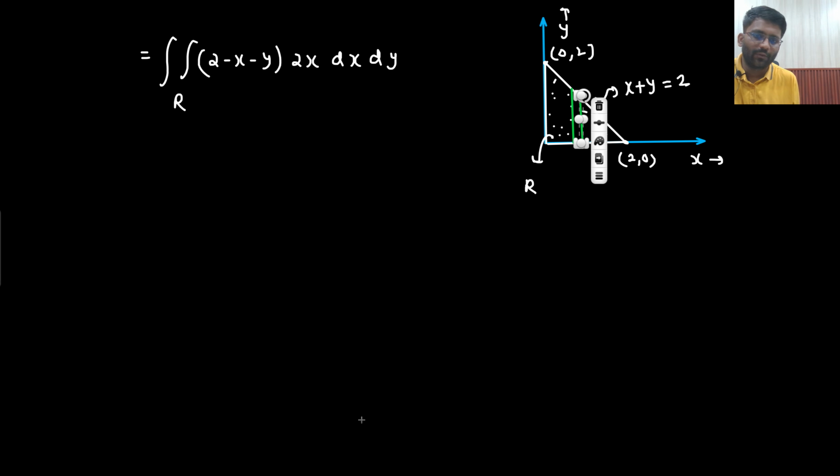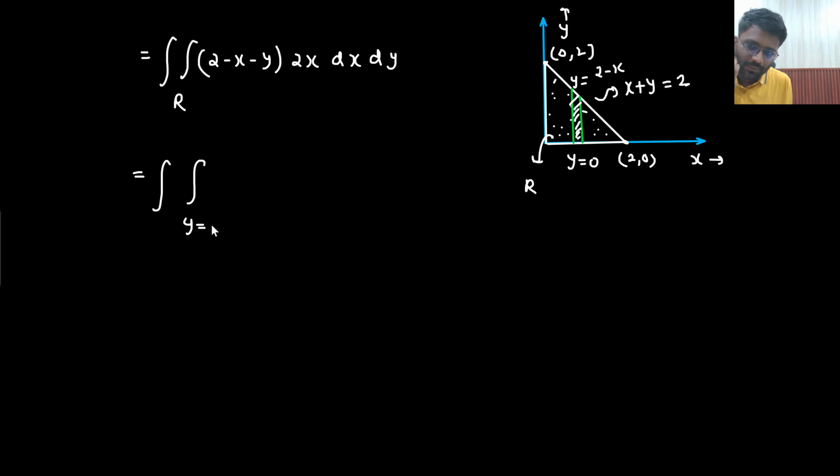The value of y will go from y equals 0 to y equals 2 minus x. So the value of y will go from 0 to 2 minus x, and the value of x will go from 0 to 2. Right? x will go from 0 to 2, y is going from 0 to 2 minus x.